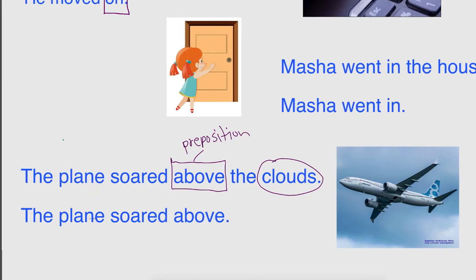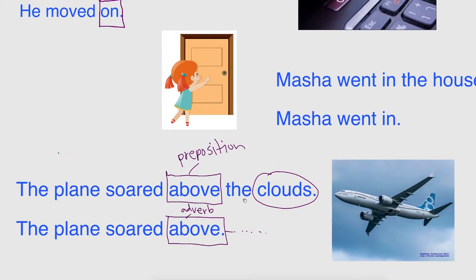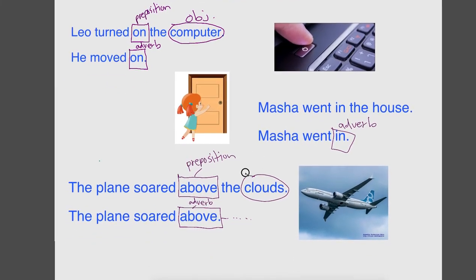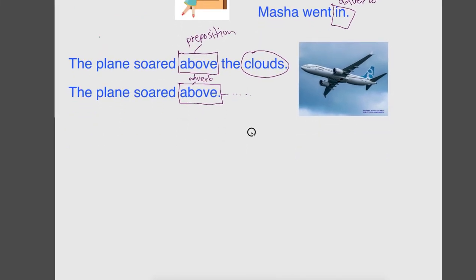Okay, so the plane soared above. So "above," looking at that again, and of course, it's a what? Yes, it's an adverb because there's no object right afterwards. There's no object here. It's at the end of the sentence, right? So you guys might notice something. A lot of times, if the word is at the end of the sentence, it's always going to be a what? It's always going to be an adverb, right? Yeah. So that's one trick you can use. Okay. So let's keep going.